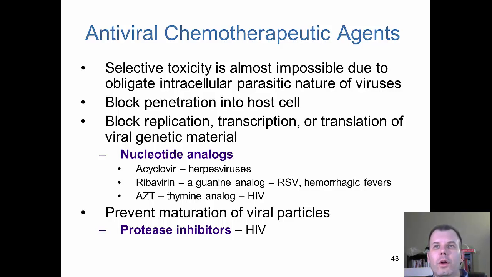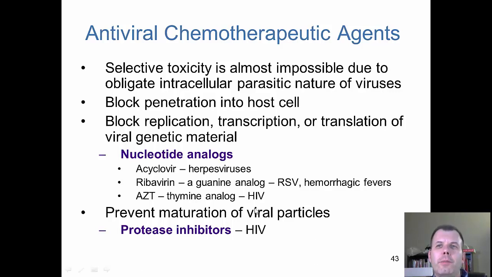Ribavirin is another one. It's a guanine analog that's used for RSV and hemorrhagic fevers. And then AZT, one of the drugs that I talked about, is a thymine analog that's working for HIV. So again, we'll look at these things again when we start talking about the viruses and some of the treatments, but I just wanted to give you an idea of some of these things.